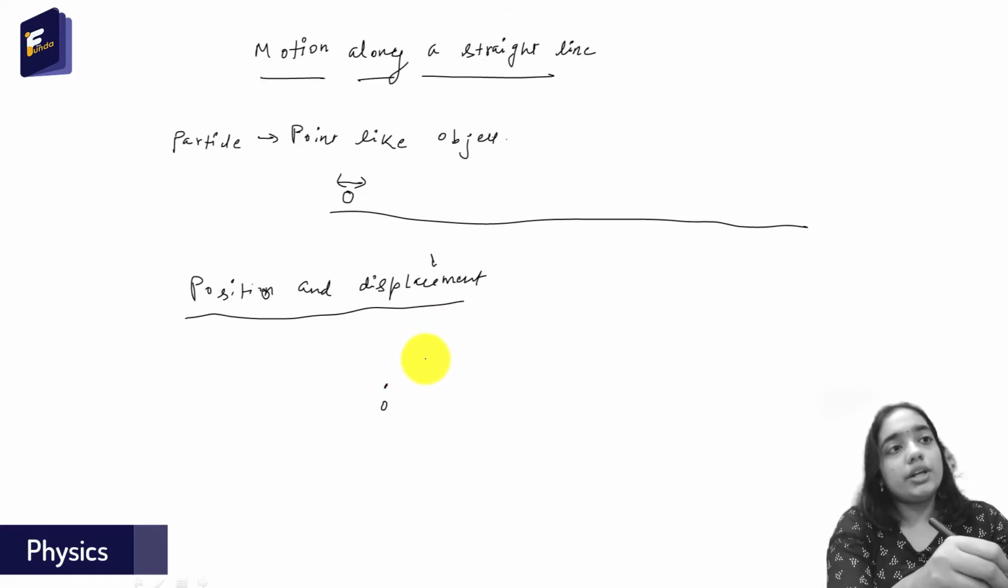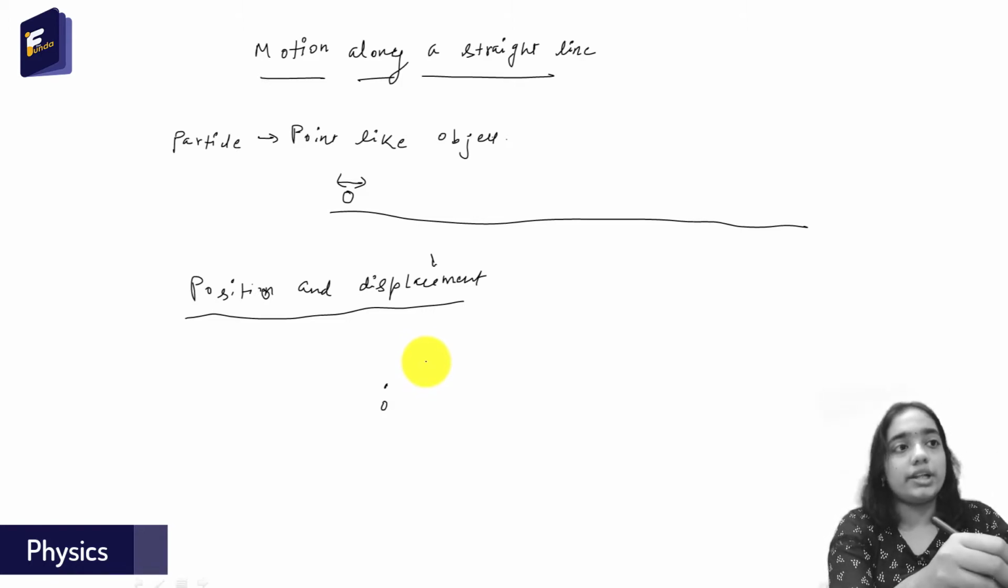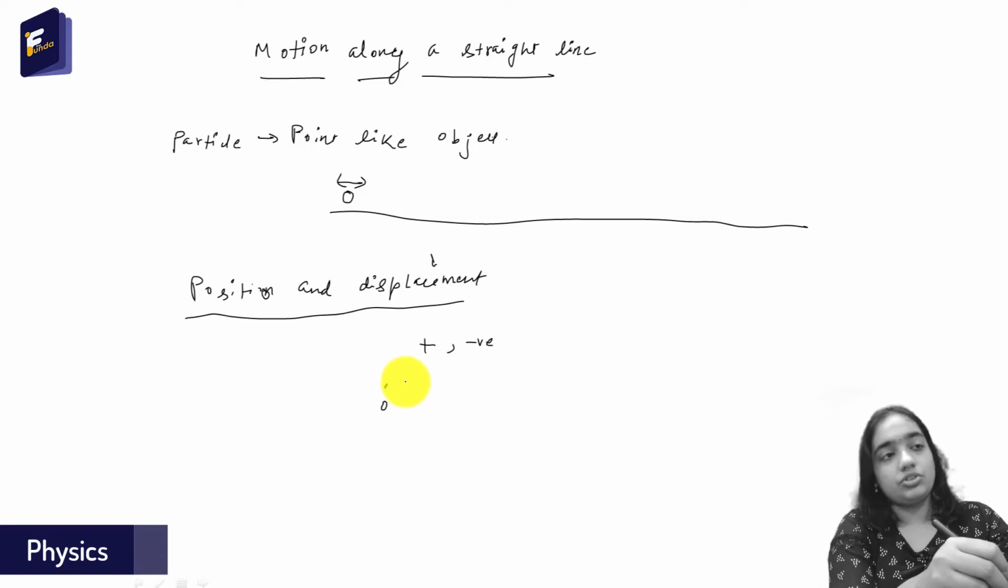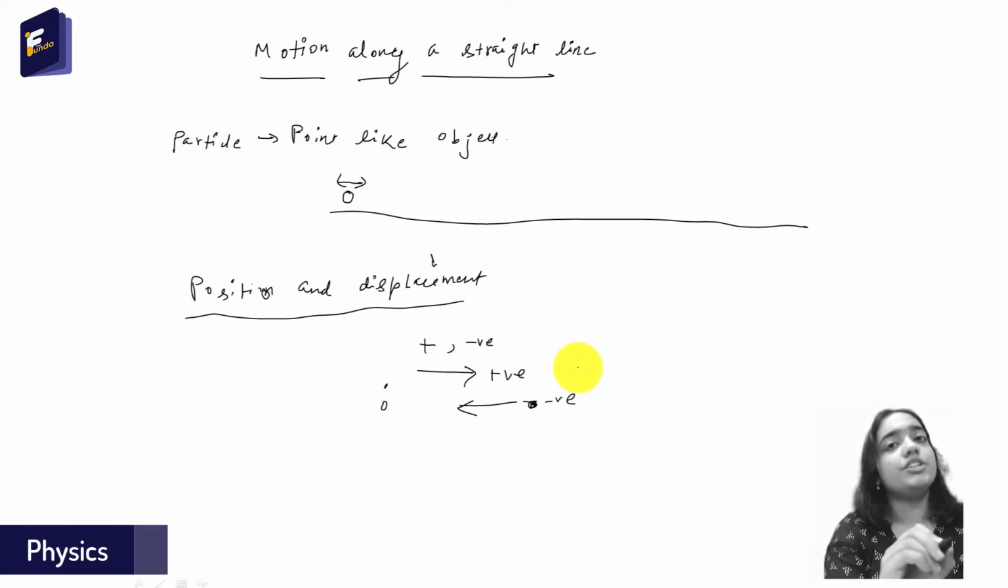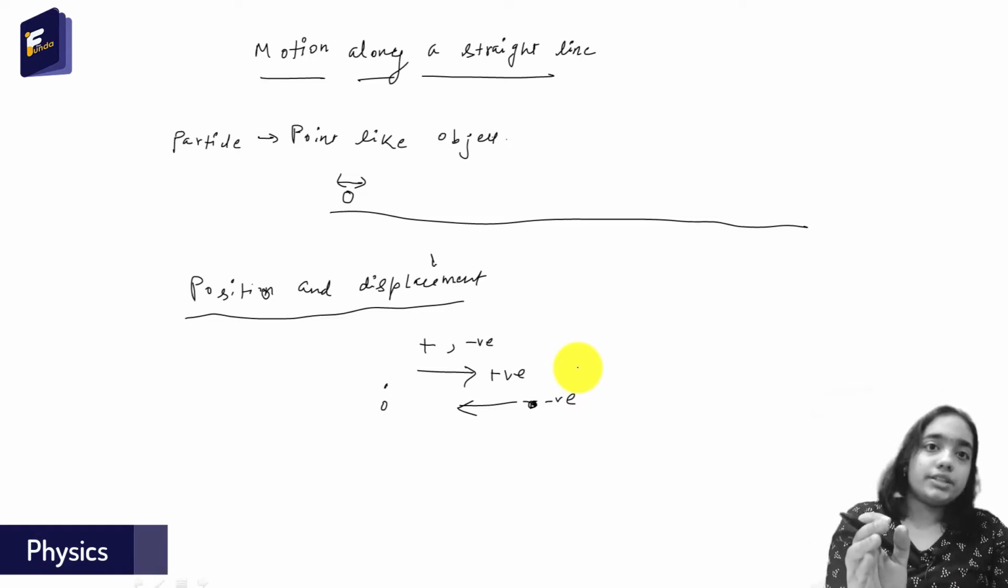In physics, you can assume the direction. We have two directions in motion along a straight line: one is the positive direction and the other is the negative direction. We can assume any side to be the positive direction. Like we can assume the right side to be positive. Generally we do that. And the left direction, this direction, to be negative. This is the negative direction, and this is the positive direction. We generally do it, means the right side is positive and the left side is negative.